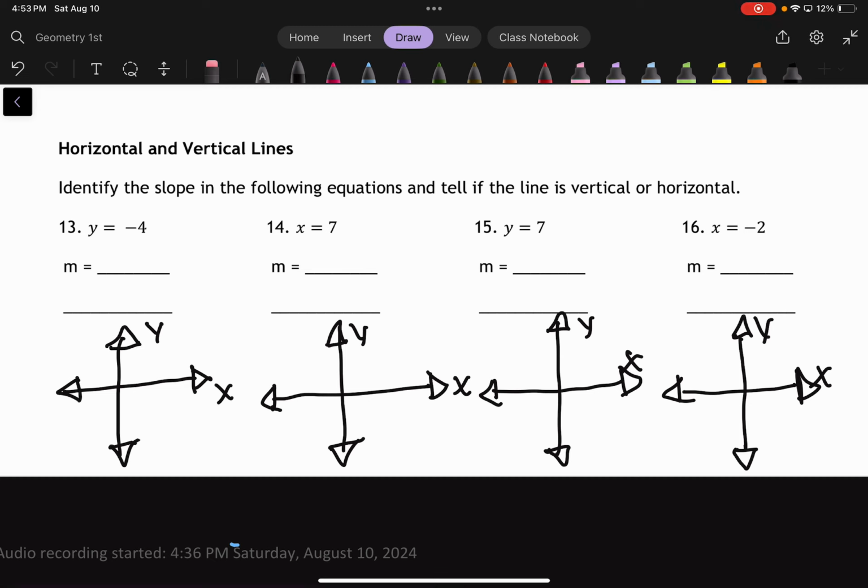Okay, so once you're done drawing all your graphs, we look at the first one. So the first one here says that y is equal to -4. So then on our y-axis, we find -4. So 1, 2, 3, 4. And we make a horizontal line going straight through it. Okay, because it's a horizontal line, you can make the letter Z for 0. So M is equal to 0. Our slope is 0. And then we're going to identify if it's a horizontal or vertical line. So in this case, it's a horizontal line.